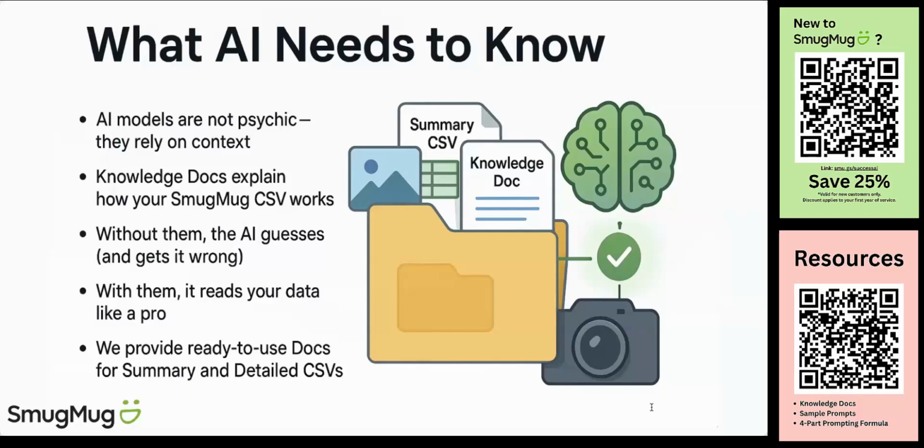It covers what each column means, how to treat things like profit, fees, and discounts, how to group rows by order ID, which values are optional, which are essential, and which need to be summed. With this document in place, the AI understands your data like someone who's been managing SmugMug analytics for years. Without it, the AI might guess, and in business analysis, guessing is how you get misleading results.